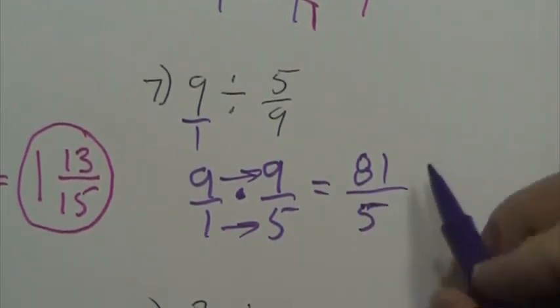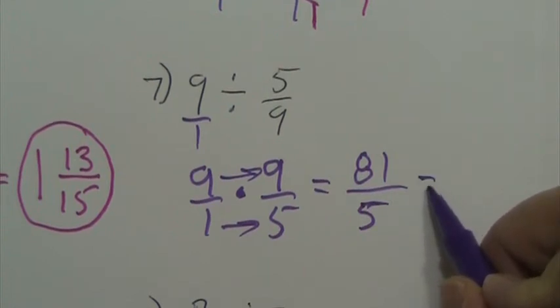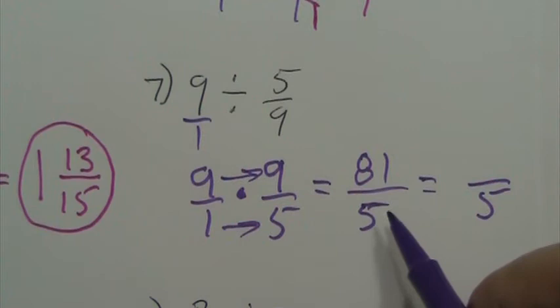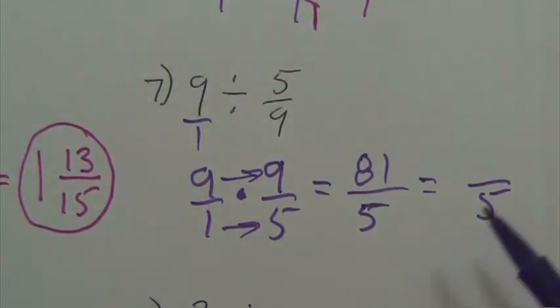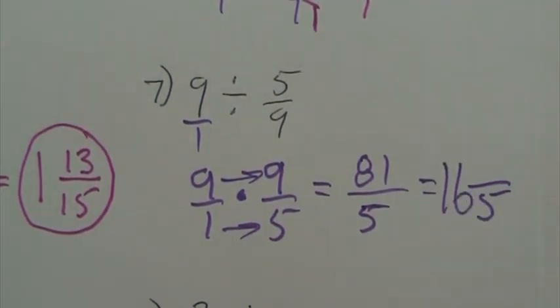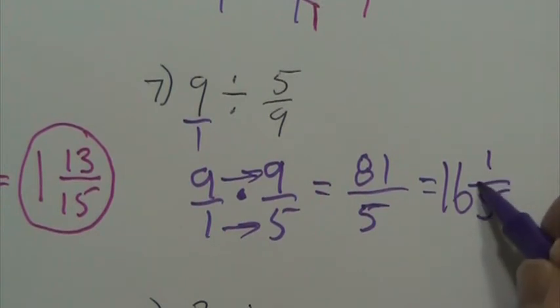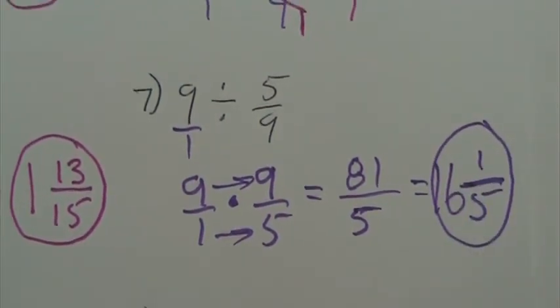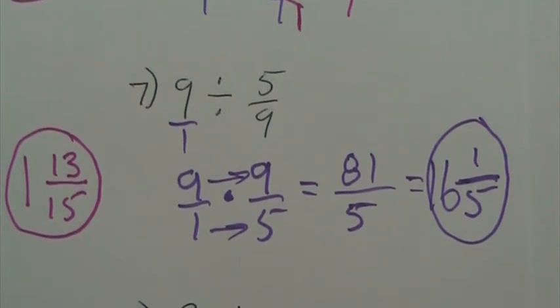81 over 5. I think 5 goes into 81 16 times with 1 left over. So it's 16 and 1/5. Let's see if that's right. Yeah, because 5 times 20 is 100. Yeah, that works out right.